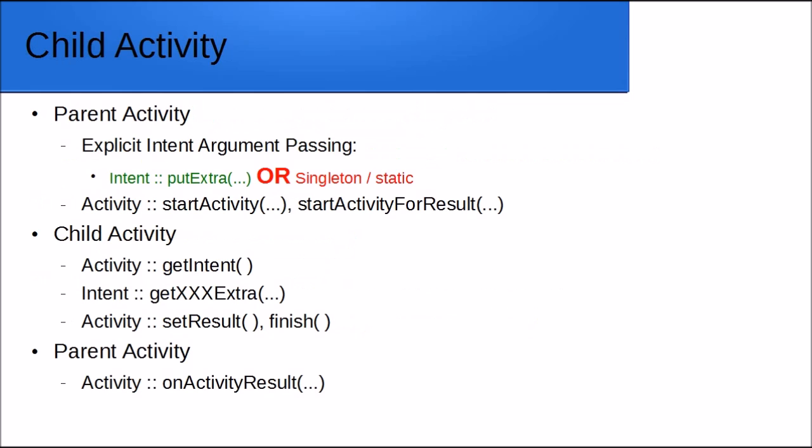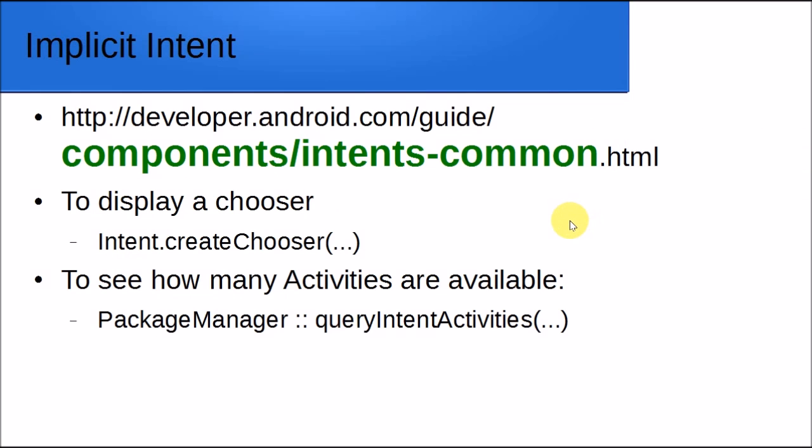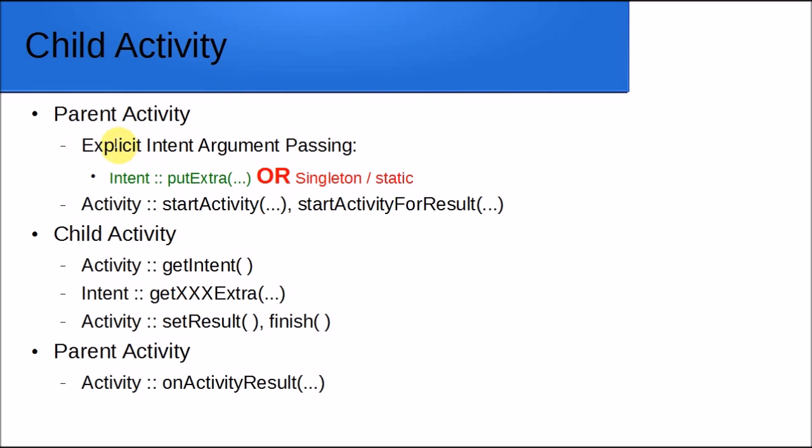So far, when we start the child activity, this is called explicit intent because you're telling the Android system exactly what to launch. In implicit intent, you're making a request to the operating system, and the operating system will sort of decide for you what to launch. Implicit intent is used to start up programs written by other people. Explicit intent is for activities that you wrote yourself.